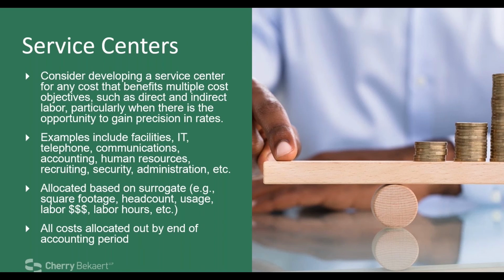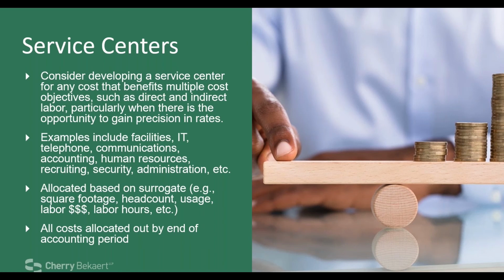Common things, Scott, as you just asked in the question: human resources, recruiting, security, administration, sometimes some facilities costs or IT are common types of service centers that might be allocated out to those cost objectives. They're always allocated out based off some type of surrogate. So that could be, for example, for facilities, square footage, or for certain situations, it might be headcount or usage or labor hours. For IT, for example, we've seen examples of companies allocating IT to those different cost objectives by number of user logins or computers issued to departments.